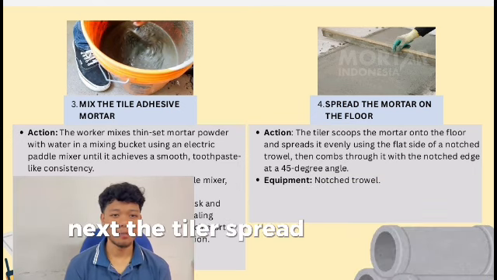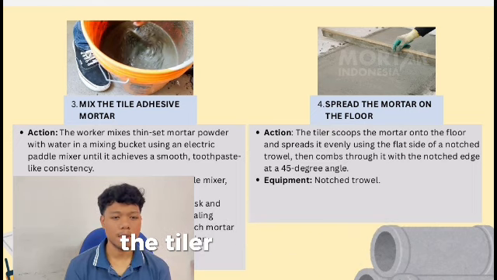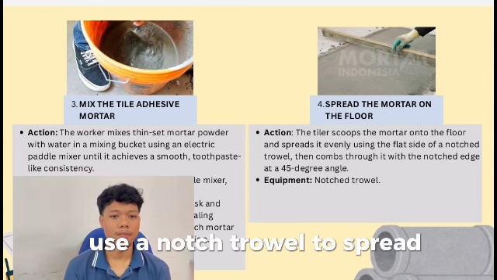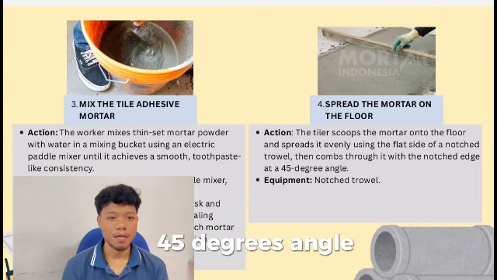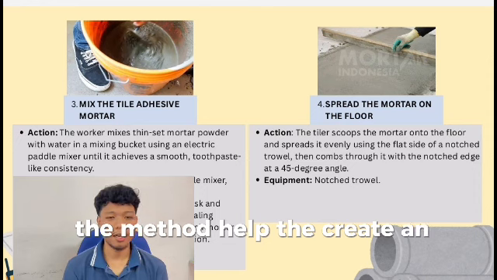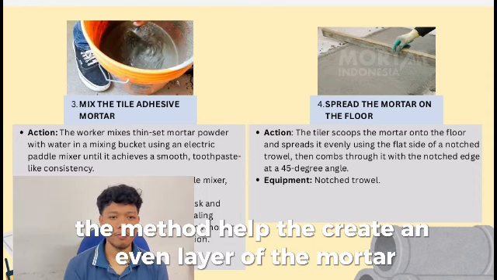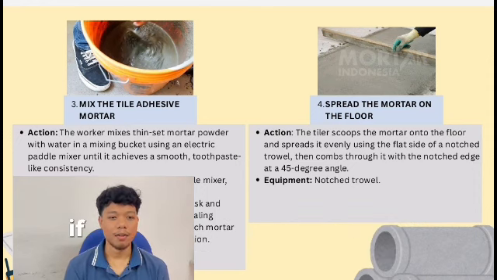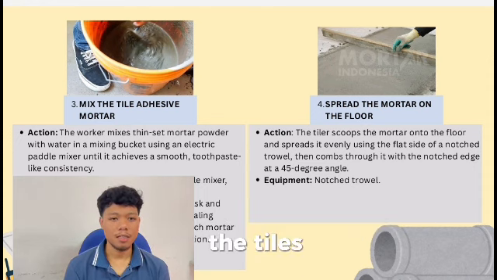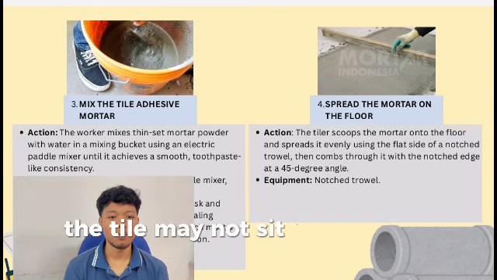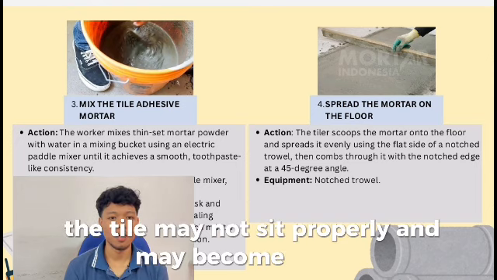Next, the tiler spreads the mortar evenly on the floor. The tiler uses a notched trowel to spread and comb the mortar at about a 45 degree angle. The method helps to create an even layer of the mortar for the tiles. If the worker spreads the mortar unevenly, the tile may not sit properly and may become uneven.